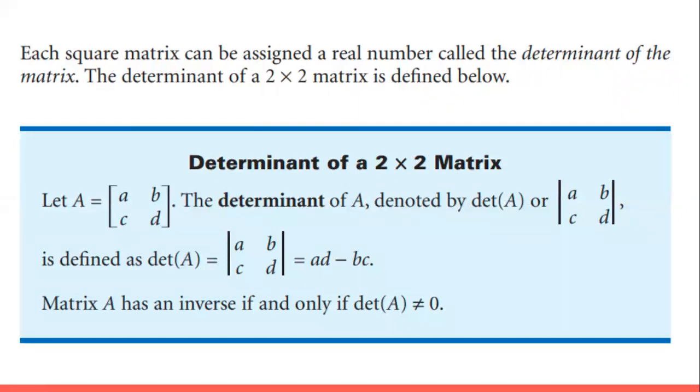Each square matrix can be assigned a real number called the determinant of the matrix. Determinant of a 2 by 2 matrix is defined below. So let A equal A, B, C, D. The determinant of A, denoted by det(A), is defined as the determinant of A equals AD minus BC. The matrix A has an inverse if and only if the determinant of A does not equal 0.